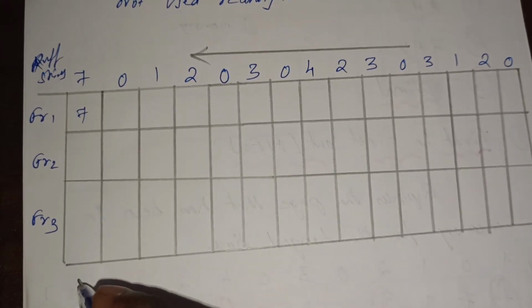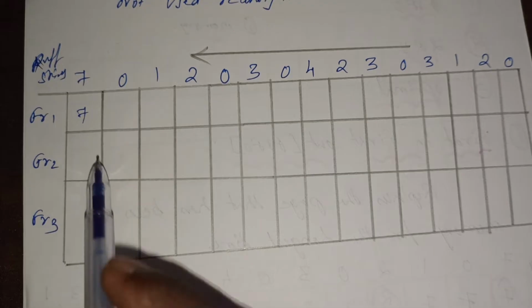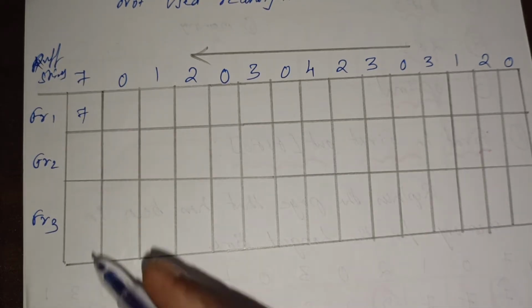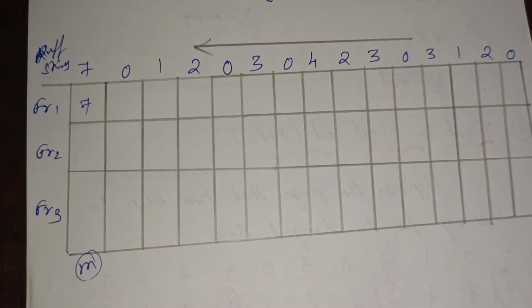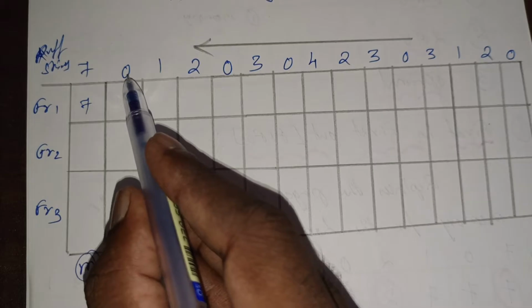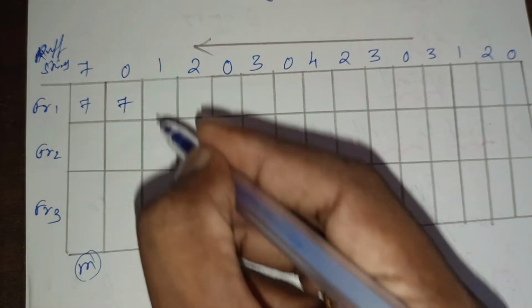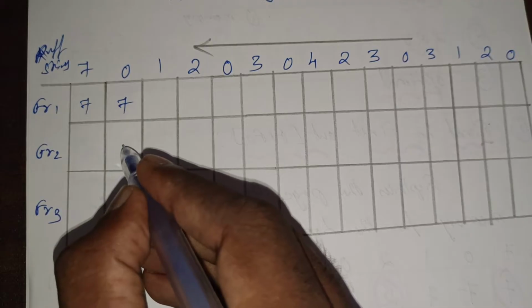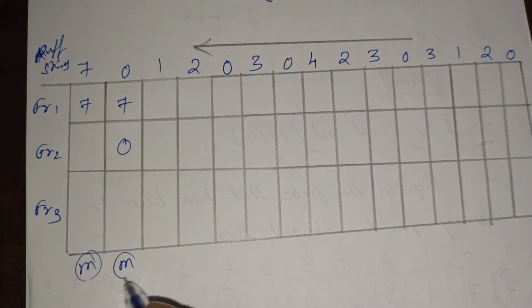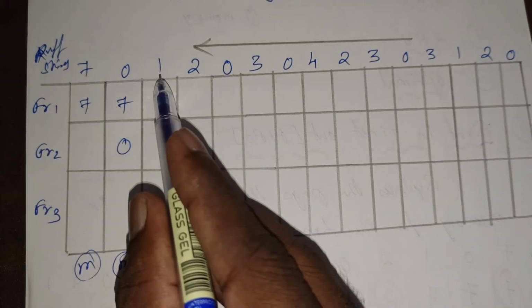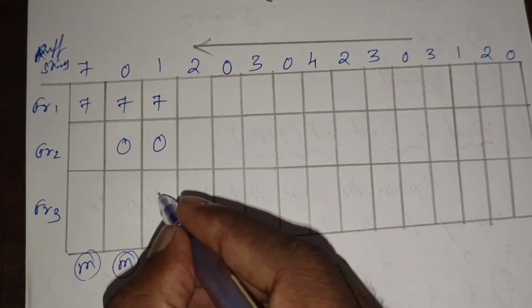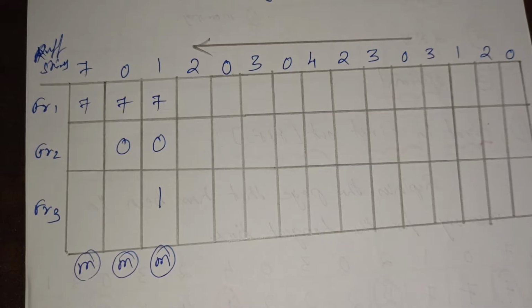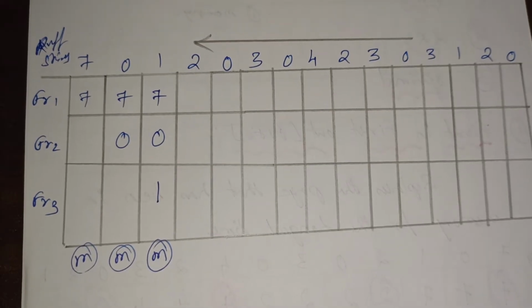I told you, whenever a page is requested by the CPU and it is not available in the frame, it is a miss. So here it is a miss. We are going to calculate how many hits and misses there are, right? The second request by the CPU is 0. Frame 1 is already filled with 7 and frame 2 is empty, so 0 is filled here. 0 is not in the frame, so it is a miss. The third request by the CPU is 1. 7 is already in frame 1, frame 2 is 0 and frame 3 is 1. This is also a miss because 1 is not in the frame, right?